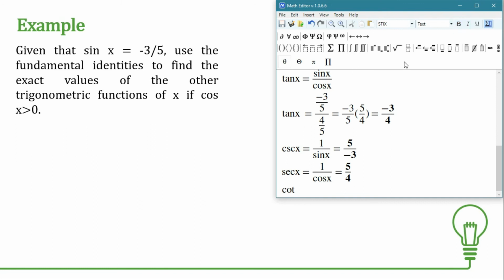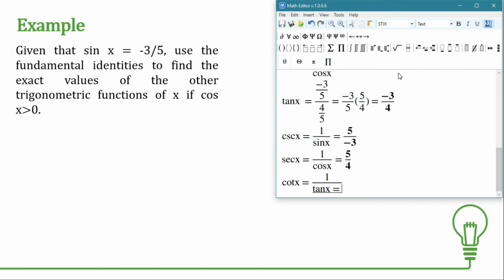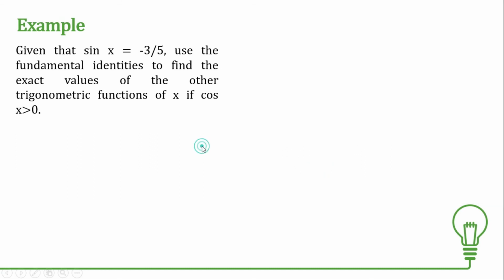Alright? The cotangent of x would be equivalent to 1 over the tangent of x, which makes the value of cotangent of x equivalent to the reciprocal ni negative 3 over 4, that is 4 over negative 3. Alright, so by using our different fundamental identities, nakuha din natin yung other exact values of the other trigonometric functions of x. Alright, so that is one application of fundamental identities. Okay? Next example.